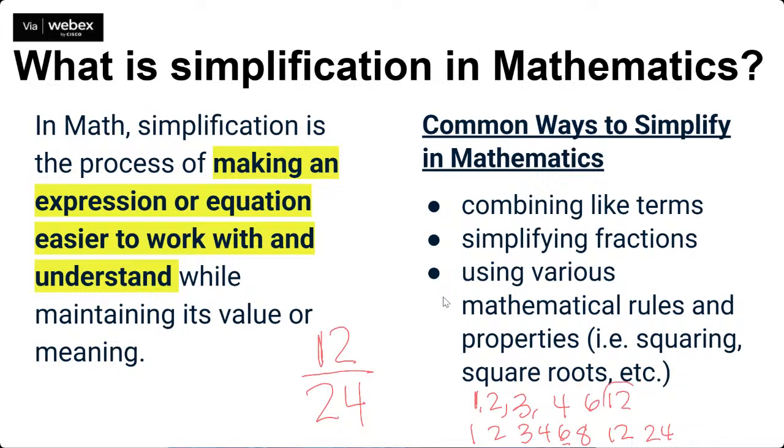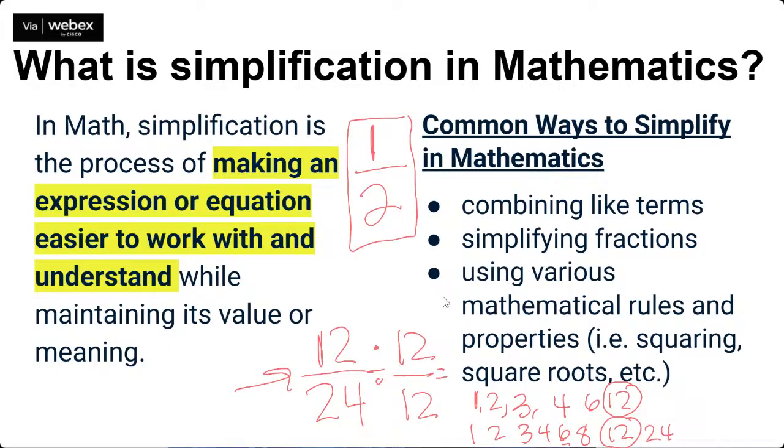Nellie, you are correct. They both can be divided by 12. 12 is the biggest number that they both have in common. That is why it's called the greatest common factor. So let's divide both of these by 12. 12 divided by 12 is going to equal, what's 12 divided by 12? It's a 1. And 24 divided by 12 is 2. So we made this fraction simple, and it's the same as 1/2.